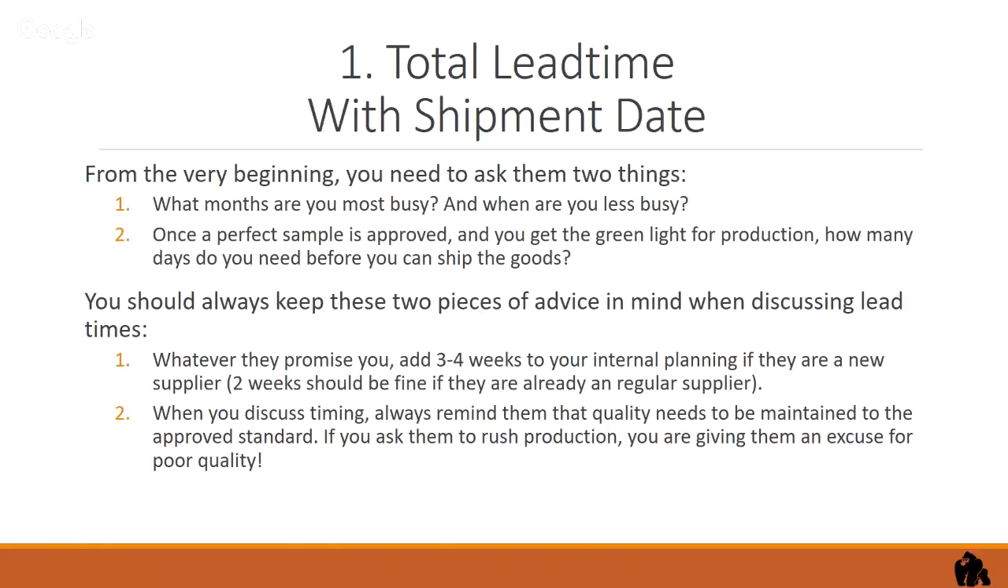Once a perfect sample is approved and you give them the green light, we just talked about this, how quickly can you get products shipped? You should always keep two pieces of advice in mind when discussing lead times. In general, whatever they promise, you should add 3 to 4 weeks to your internal planning. It's okay to start with, when you get your first product out there, it's a little bit irrelevant because it's your first shipment out. But once you start to actually restock and reorder 3 or 4 times down the road, you don't really want to be running out of stock. So therefore, you need to plan and plan carefully when you reorder.